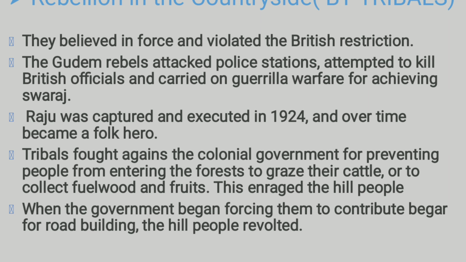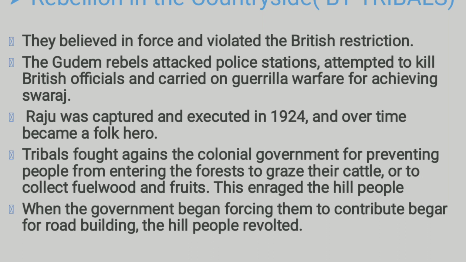Tribals fought against the colonial government for preventing people from entering the forest to graze their cattle or to collect firewood and fruits. This encouraged the hill people. The tribals fought against the Britishers, the colonial government, for preventing our people from entering the forest to graze their cattle and to collect firewood and fruits.